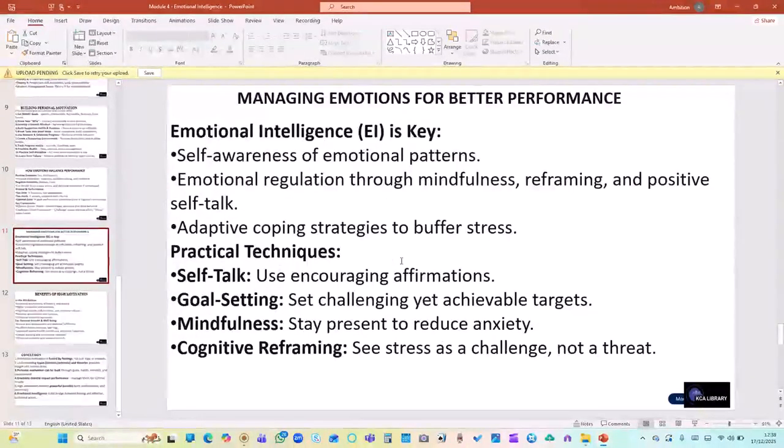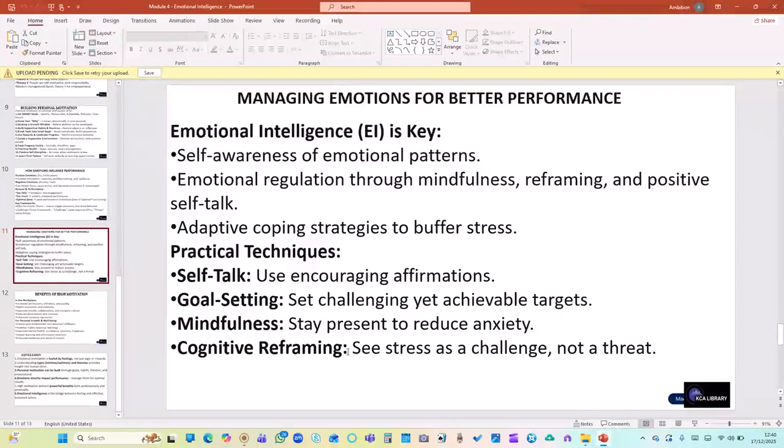Let us look at managing emotion for better performance. Emotional intelligence is key. So how do we manage our emotions for better performance? One, self-awareness of emotion patterns. So you must have the ability of self-awareness. Number two, emotional regulation through mindfulness, reframing, and positive self-talk. Number three, adaptive coping strategies to buffer stress. You have to be adaptable.